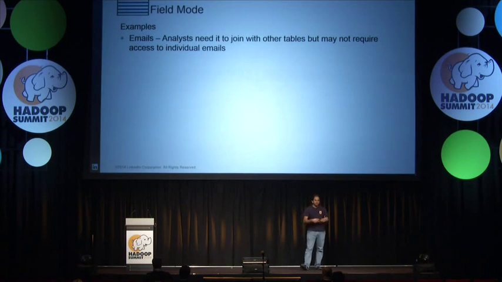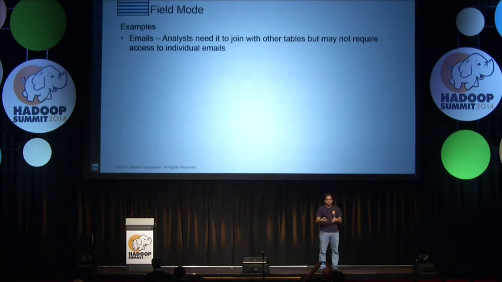So what's field mode? For example, let's say you have something like emails that people want to use to join, because that email is your primary key, and it may be an email address, or a member ID, or some other browser ID. Some people need to have full access to it, and some people just need it to join with other tables. So in that case, you can do a consistent encryption, where you set the initialization vector to be constant, and you can give access to those encrypted values to the users who just need them to join.